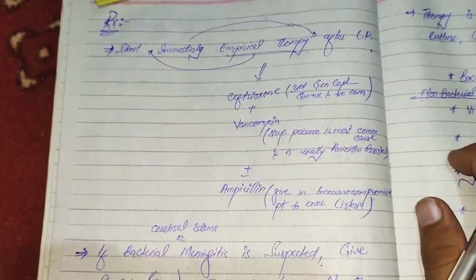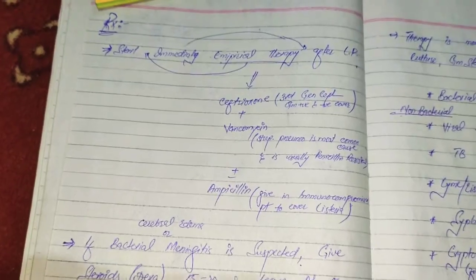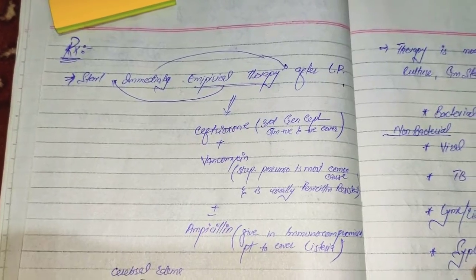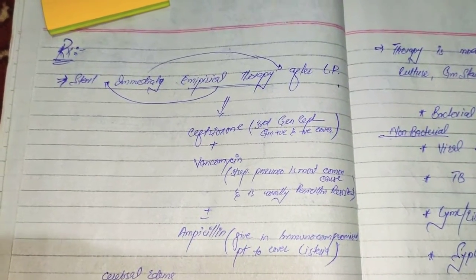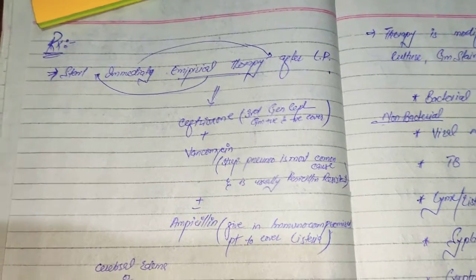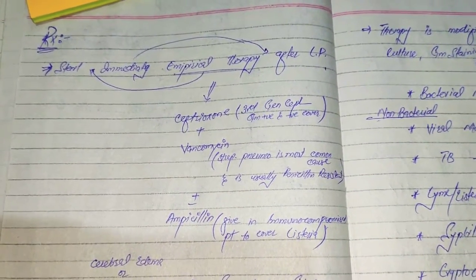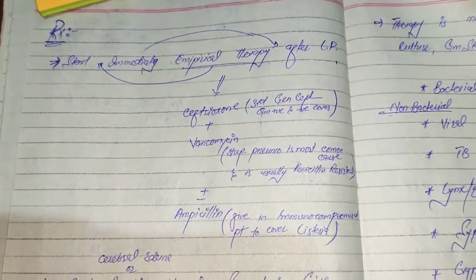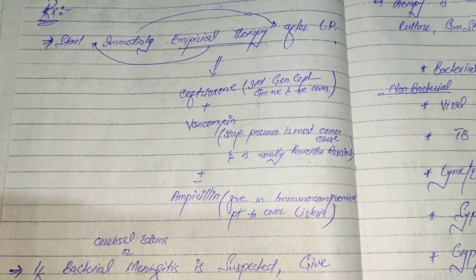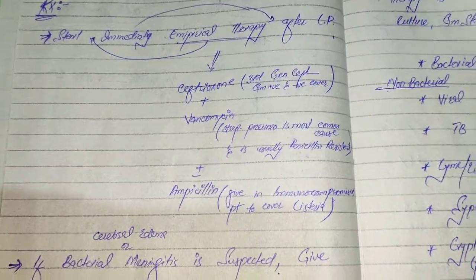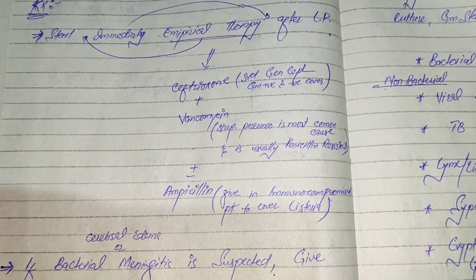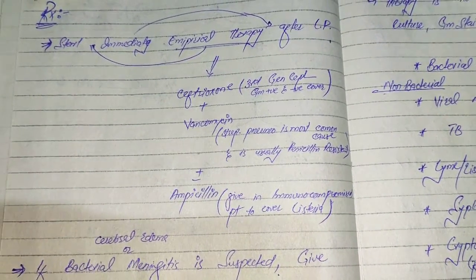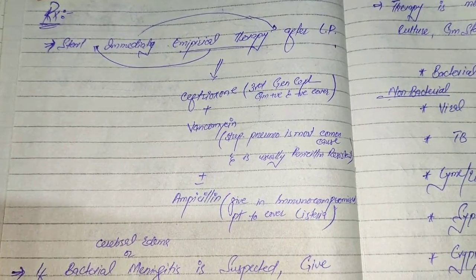Now, treatment. Once the patient comes to you, if you suspect bacterial meningitis, immediately start the empiric therapy right after lumbar puncture. As soon as you do the lumbar puncture, you send the CSF specimen to the lab, and just start the empiric therapy. Your empiric therapy should consist of ceftriaxone, vancomycin, and/or ampicillin. The ampicillin is added only in patients that are immunocompromised to cover Listeria. Otherwise, you just go with ceftriaxone and vancomycin.